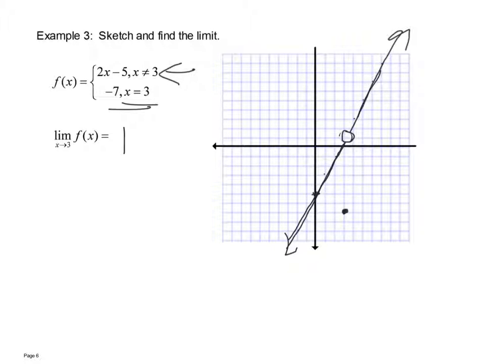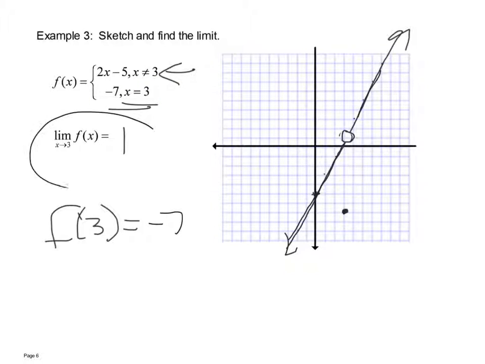Okay, what it looks like it's getting close to on the graph is different from the actual value of the function. The actual value of the function is at that point way down here. The value of the function, and what your equation tells you the value of the function is, is -7. That's different from the limit. The limit is what the graph is getting close to from both directions, what that line or the curve is approaching. The line and the curve is actually approaching 1. At x equals 3, it's getting close to y equals 1.